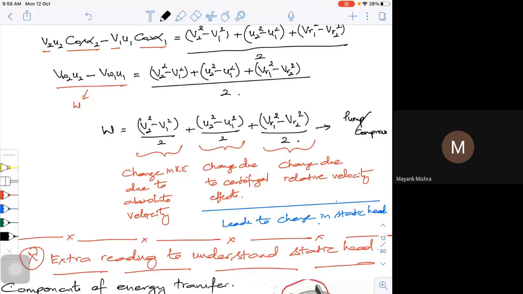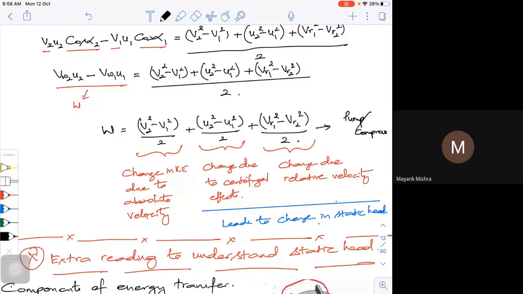So we do have the inlet velocity, V1, being higher than the velocity at the exit. I can write it as (V1 square minus V2 square) by 2 plus (U1 square minus U2 square) by 2 plus your relative velocity term, (VR2 square minus VR1 square) by 2. So that's how it is. The equation will change in that fashion.